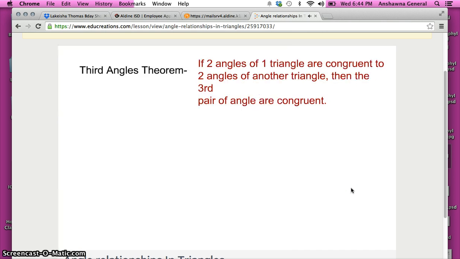Okay, on the next page, we have one more theorem. It's called the third angles theorem. It states if two angles of one triangle are congruent to two angles of another triangle, then the third pair of angles are congruent. So we will draw this picture here for an example.